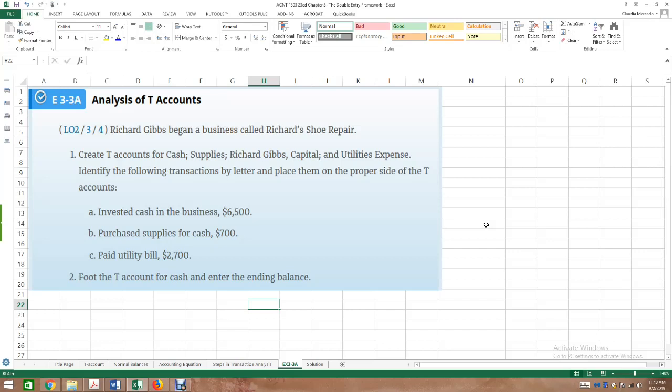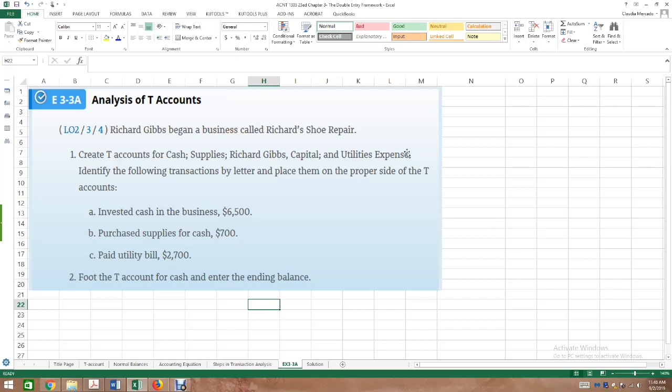Okay? So they're being very specific here. Foot the T account for cash and enter the ending balance. Now, the terminology foot basically means balance. Give me the ending balance of this account once you're done posting all of your transactions for it. Okay? So, I highly encourage that either you take a picture with your cell phone of this particular exercise or that you pull it out in your electronic book so you can follow along.